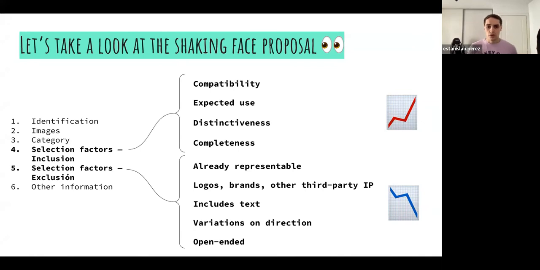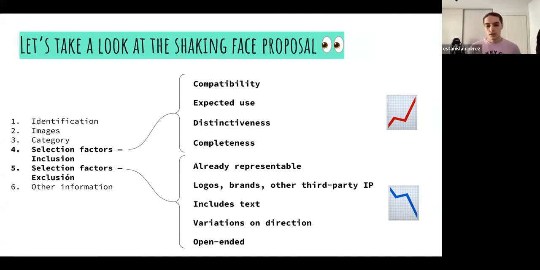Also, we have to point out if it has text. The idea is that an emoji doesn't include text because it should be explained by itself. Also, if it's a variation on direction, for example, if we have a guy that's running to the right, it makes no sense to propose an emoji of a guy running to the left. So we have to point out that too.